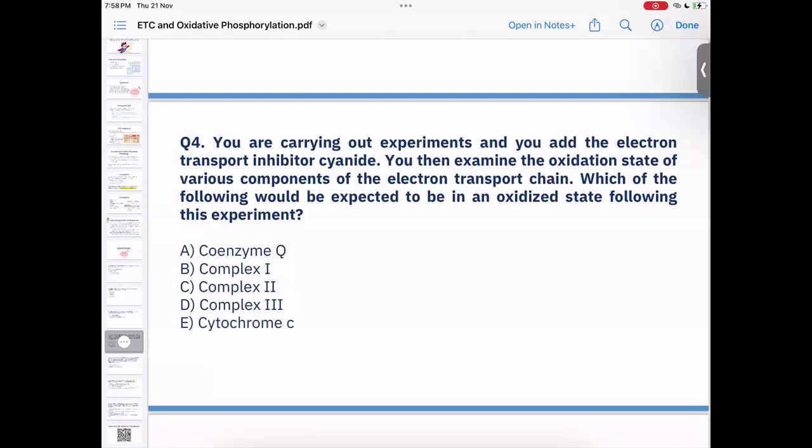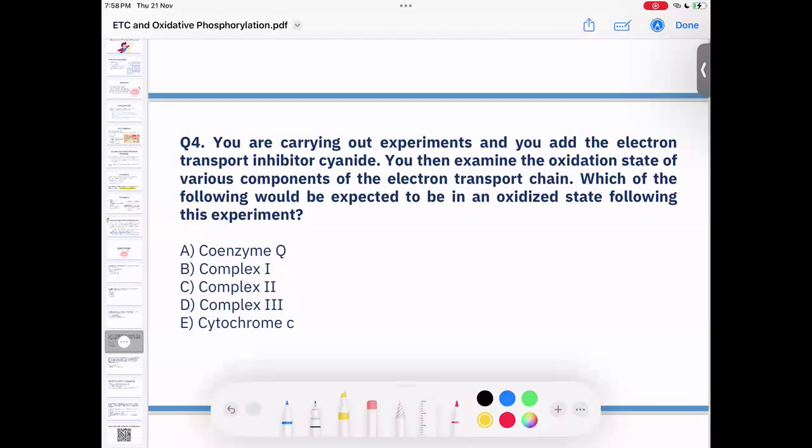This question has a few layers to it. Let's first understand the situation. You're doing an experiment and you added an electron transport inhibitor. What do inhibitors do? They act on a specific component and just inhibit it. So cyanide, if we remember, inhibited which part? Complex 4, exactly. Cyanide, just as well as carbon monoxide, inhibits complex 4.